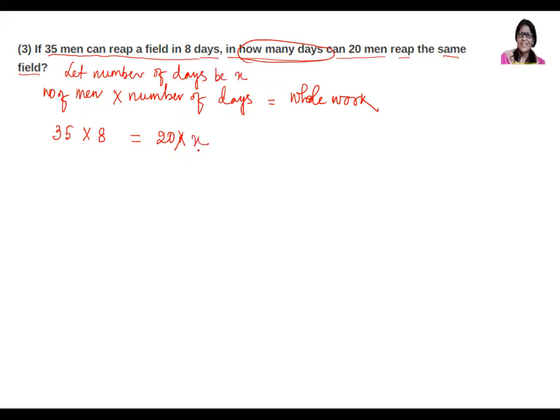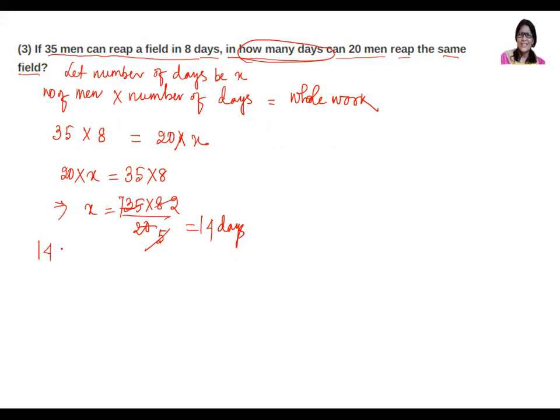So 20 multiplies x is equal to 35 into 8, or x is equal to 35 multiply 8 by 20. Cancel this 4, 2, 4, 5, 5, 5, 7. So they will take 14 days. So in 14 days, 20 men reap the same field.